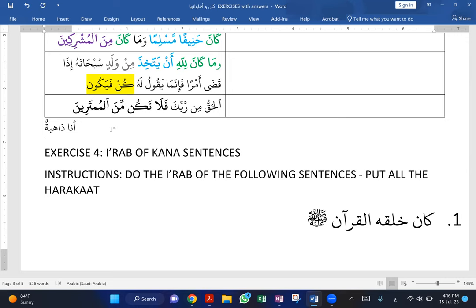But with kana, you only have a time and no event. Like kana, he was what? What was the action? What was he doing? It's not mentioned. But if I say ana dhahibatun, you know I am doing it right now, so there's time, and there's an action. Going is the action. So two things are present: the time of the action and the action itself. But with kana, it's missing the action. It only has time. He was, in the past. He is doesn't exist because that's a jumla ismiya. He will be, he used to be. It's just time and no action. I hope that's clear.